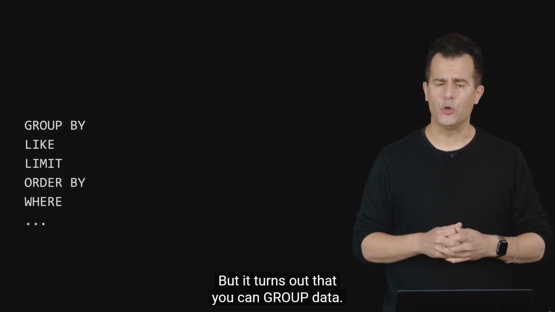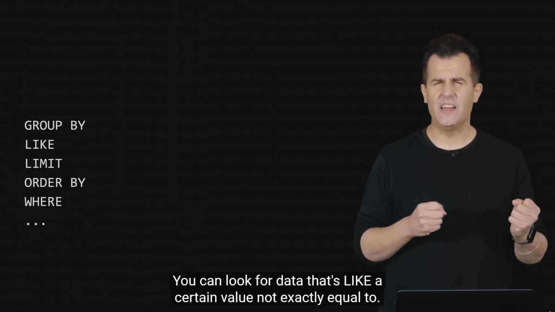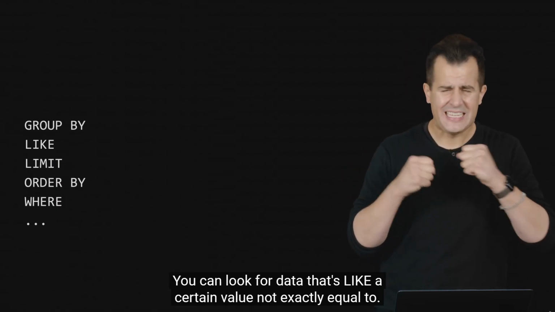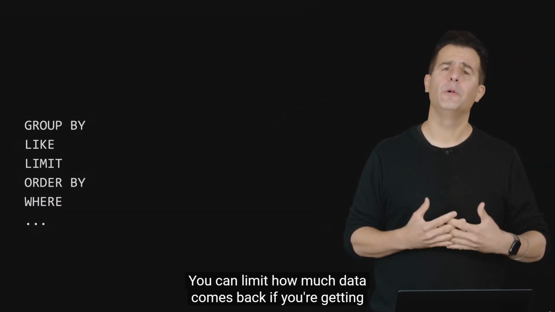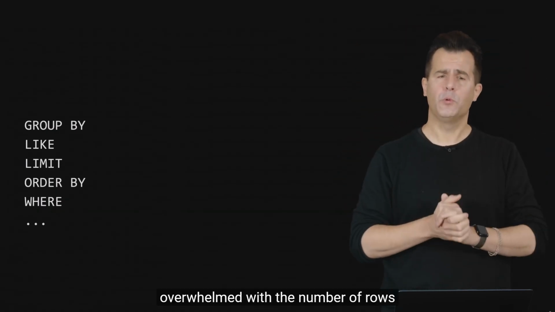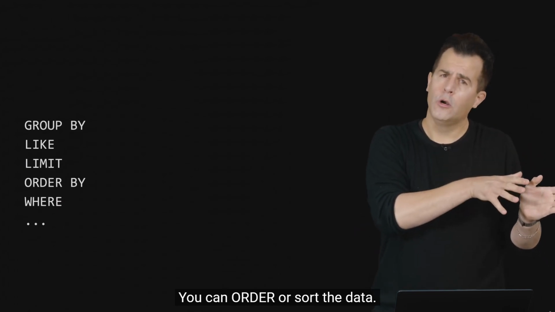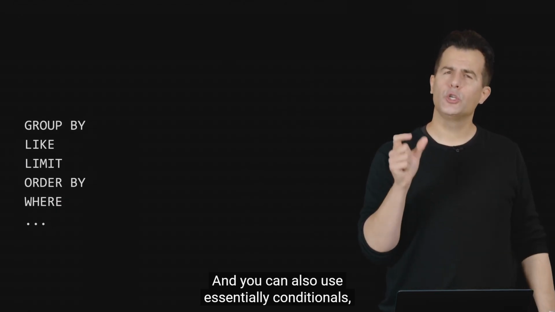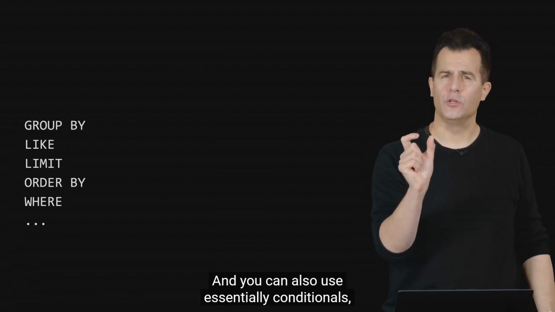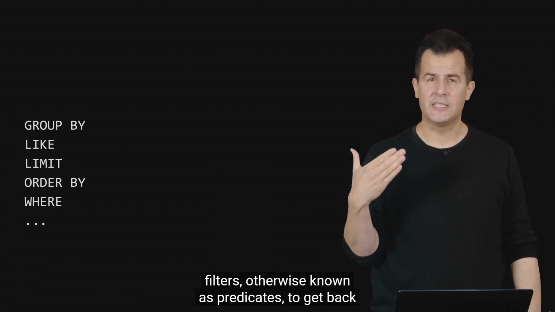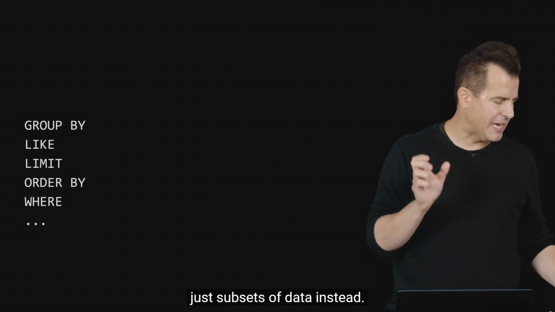But it turns out that you can group data. You can look for data that's like a certain value, not exactly equal to. You can limit how much data comes back if you're getting overwhelmed with the number of rows. You can order or sort the data, and you can also use essentially conditionals, filters, otherwise known as predicates, to get back just subsets of data instead.